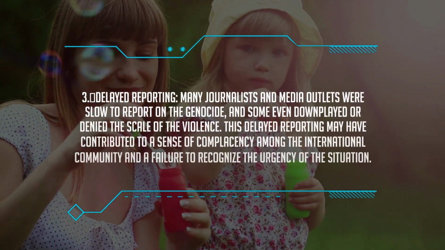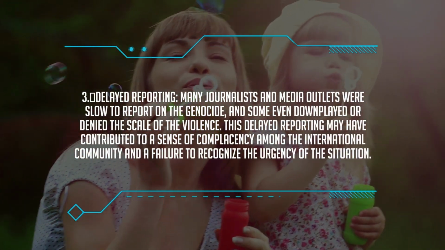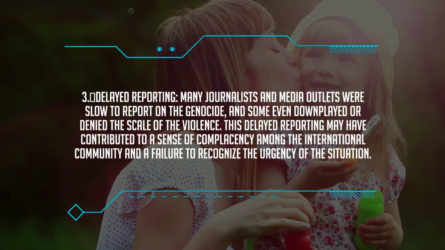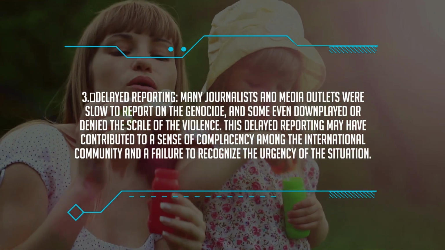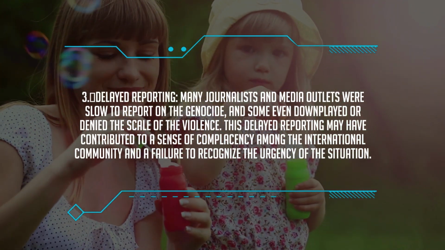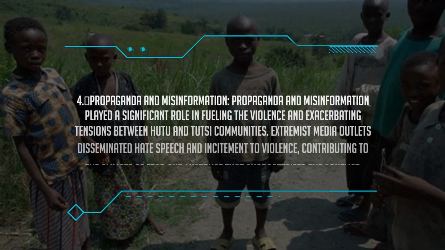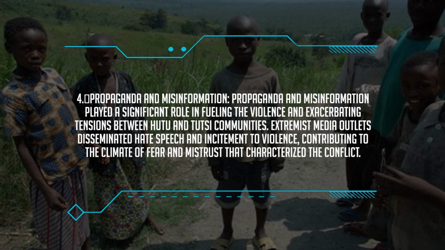3. Delayed reporting. Many journalists and media outlets were slow to report on the genocide, and some even downplayed or denied the scale of the violence. This delayed reporting may have contributed to a sense of complacency among the international community and a failure to recognize the urgency of the situation. 4. Propaganda and misinformation. Propaganda and misinformation played a significant role in fueling the violence and exacerbating tensions between Hutu and Tutsi communities. Extremist media outlets disseminated hate speech and incitement to violence, contributing to the climate of fear and mistrust that characterized the conflict.